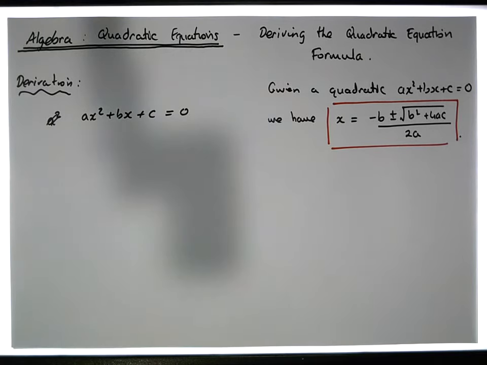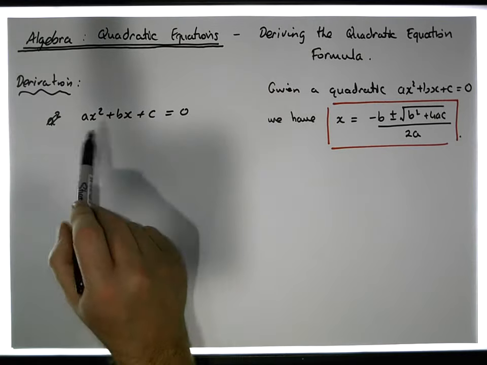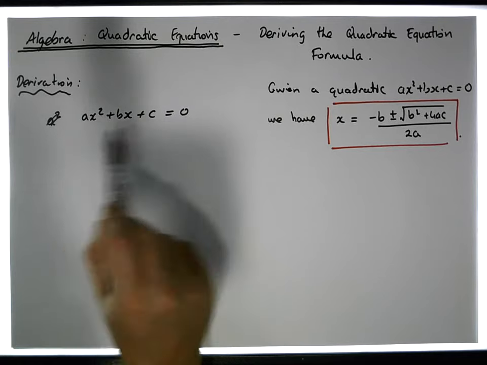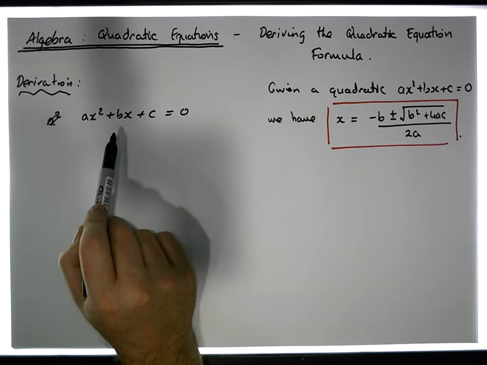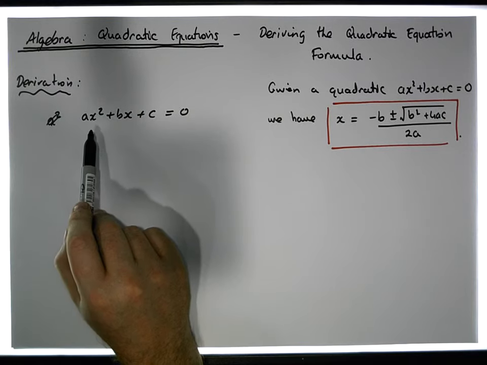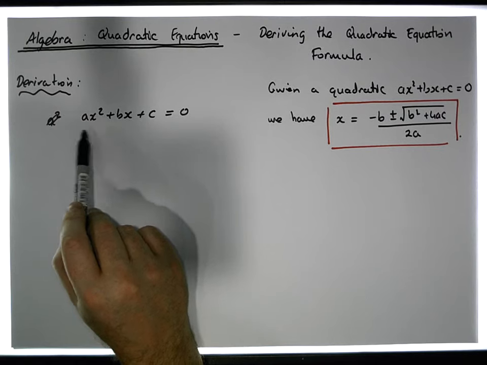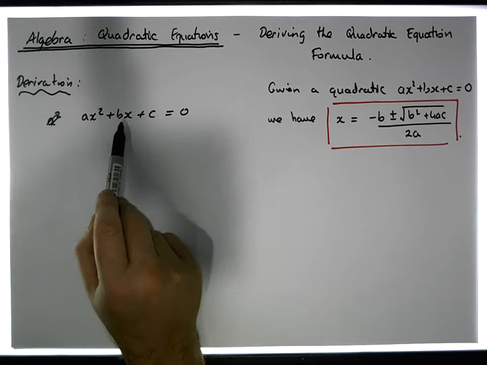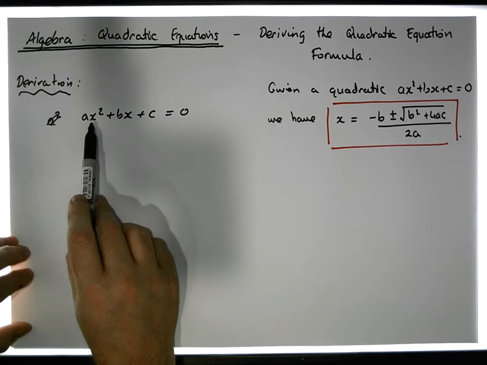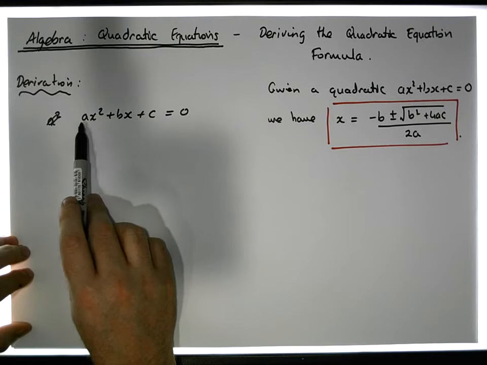What we're really going to do here is a technique called completing the square. It's a well-established technique for helping us to factorize quadratic equations. But first of all, we'll get this into a form where the coefficient of the x squared is equal to 1, and the way we do that is by dividing across each term by a.